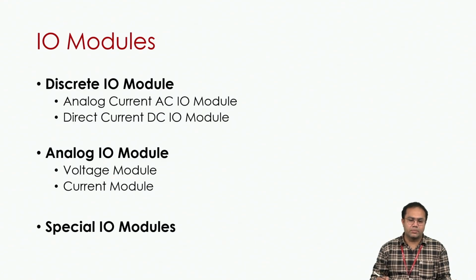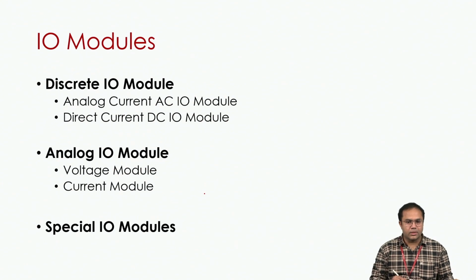A discrete module is basically one where you have information in the form of 0 and 1, on and off; this comes under discrete. Most of the PLC modules, most of the PLC related operations, will be on the discrete inputs and outputs. So here we have the analog current type modules and discrete current type module.